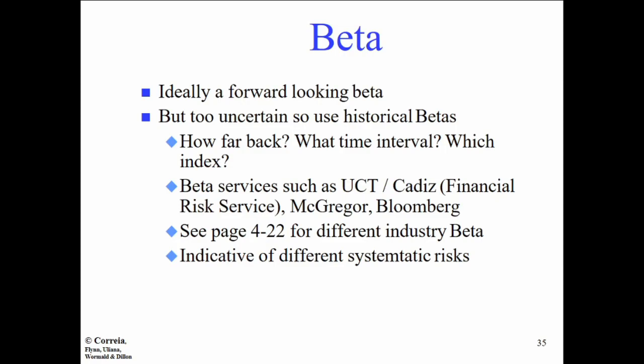Companies will usually obtain betas from services such as Bloomberg and McGregor. Please have a look at Chapter 4 to look at different industry betas, as these are indicative of different systematic risks. This is the end of the second video on cost of capital.